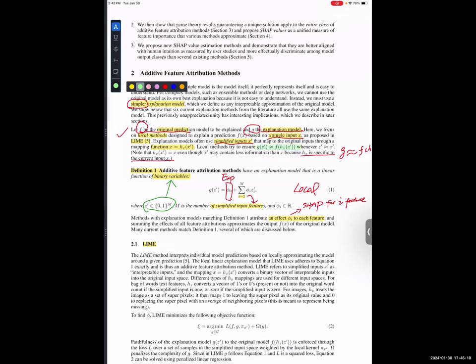So that's really the key idea here. To make the original function f explainable, we use g to approximate it. And this g is basically this.